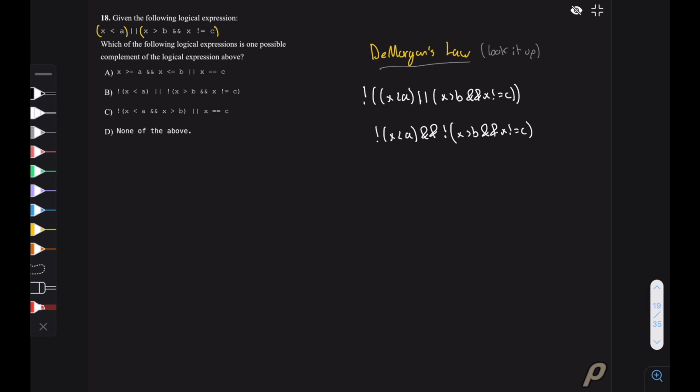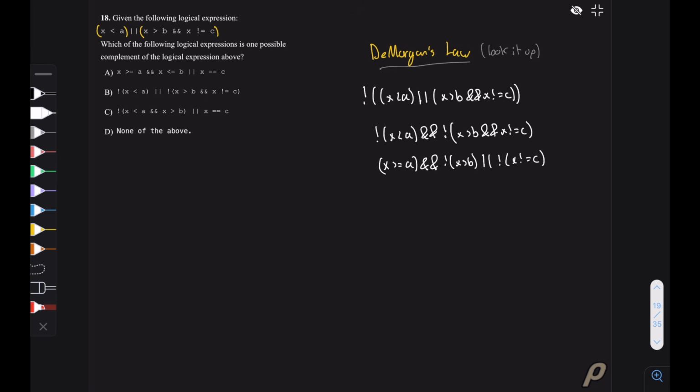Then we need to find the logical complement of x less than a. What is the exact opposite of less than a? Well, that would be greater than or equal to a. So that turns into greater than or equal to a. We already flipped this around, so then we need to send that through the rest of the expression. Basically, what that looks like is x is greater than b, and then we can apply it to this and. So we get or, and then we get not x less than or equal to c.